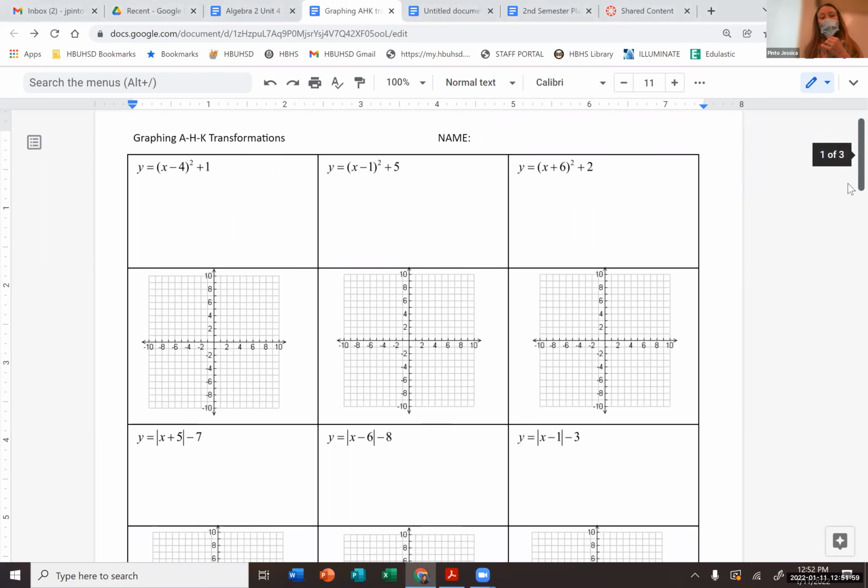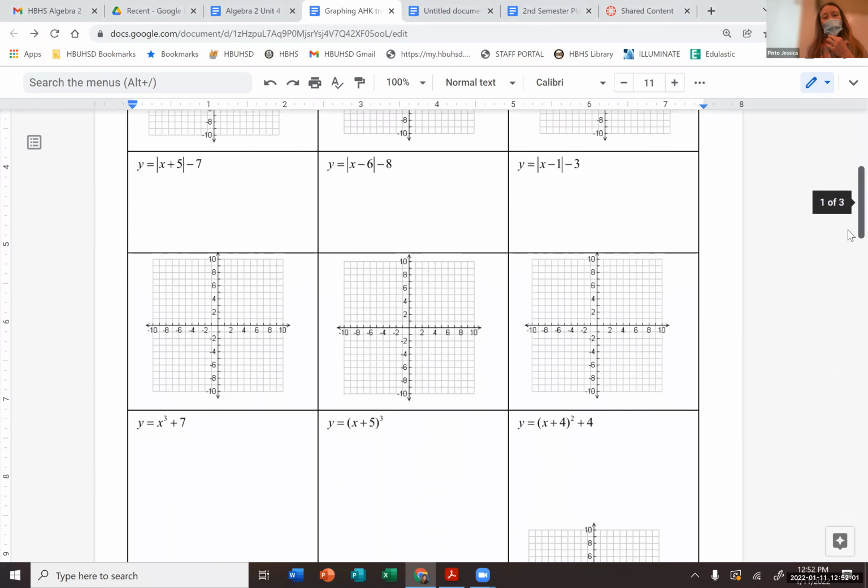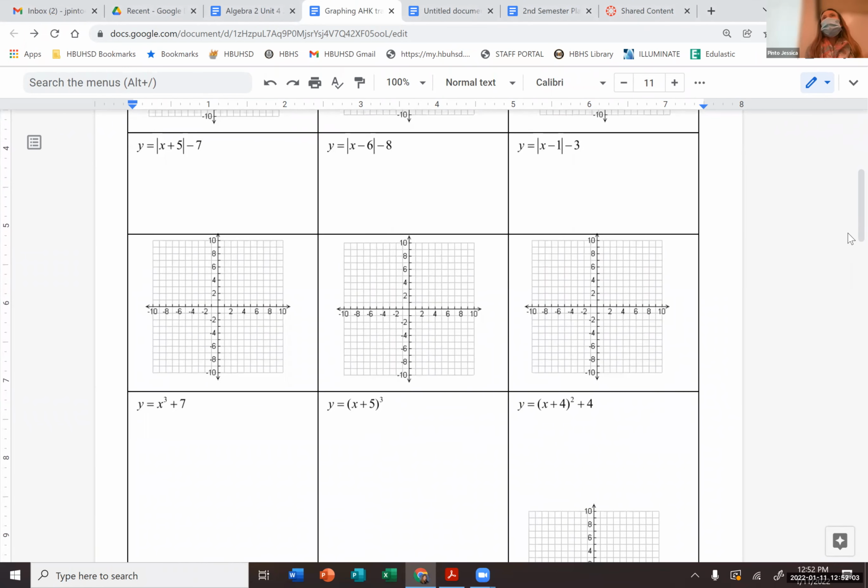I'm gonna scroll down to look at the absolute value functions. So looking at these, we see our HK. And then what's also important to note is that this is absolute value, like Ellie mentioned. Absolute value is made up of 2 lines. This one makes the V shape. So all of these have the same A value. The whole front page has the A value of 1. In absolute value, the A value is the slope.